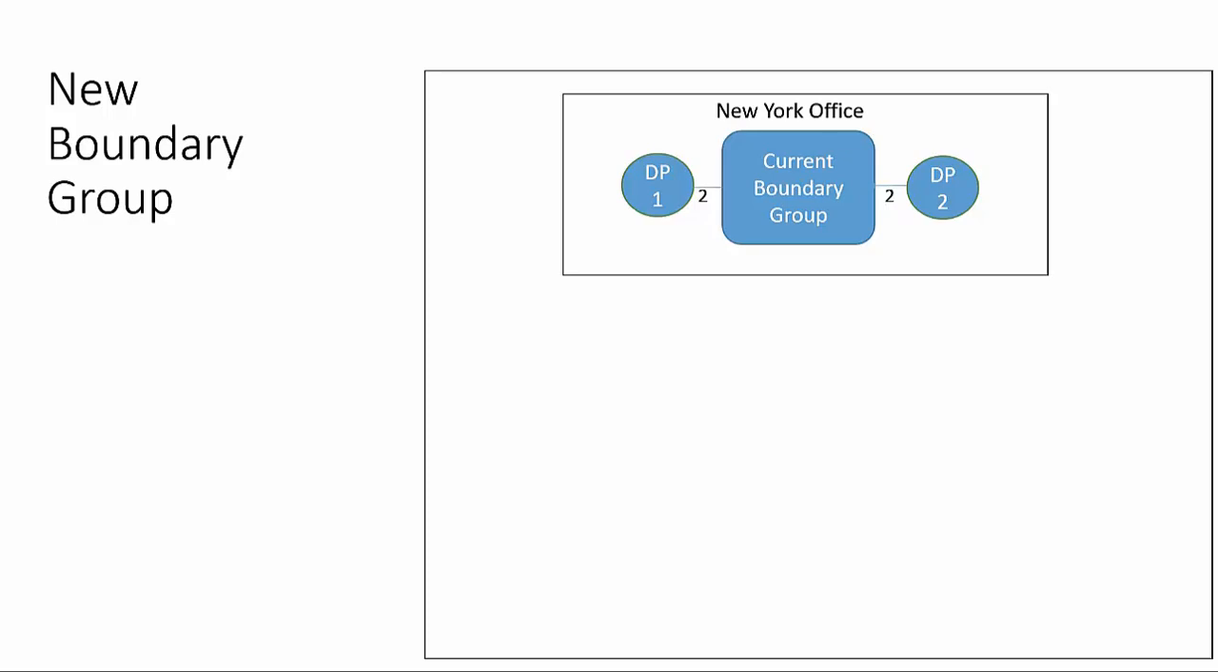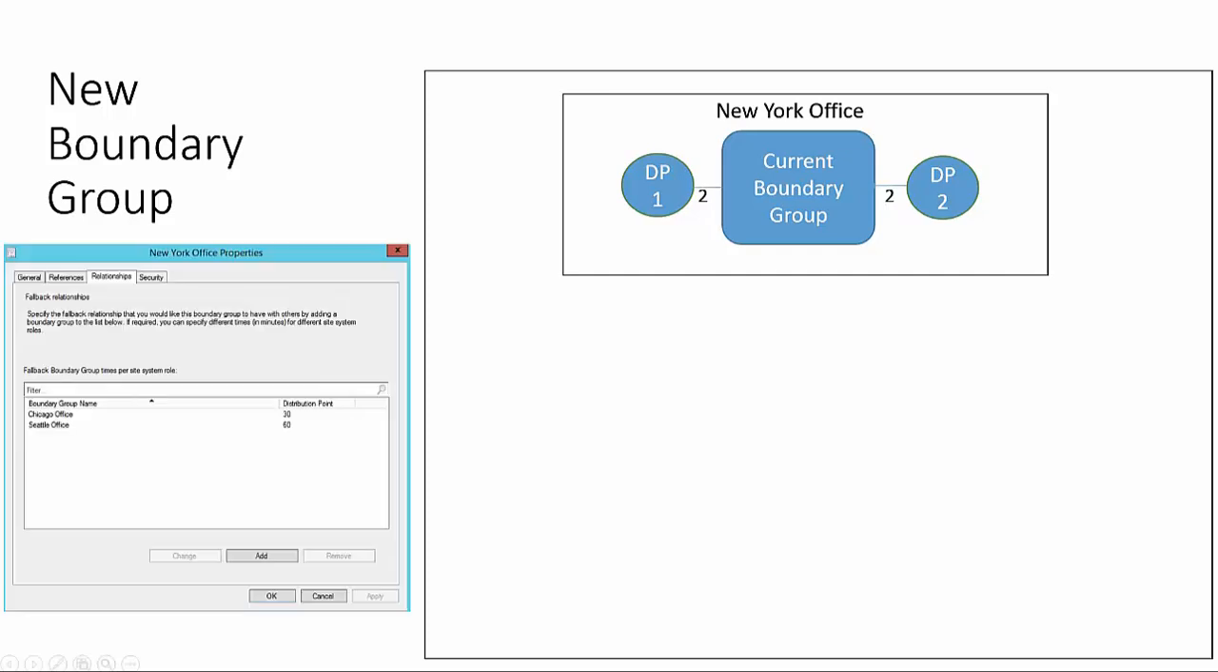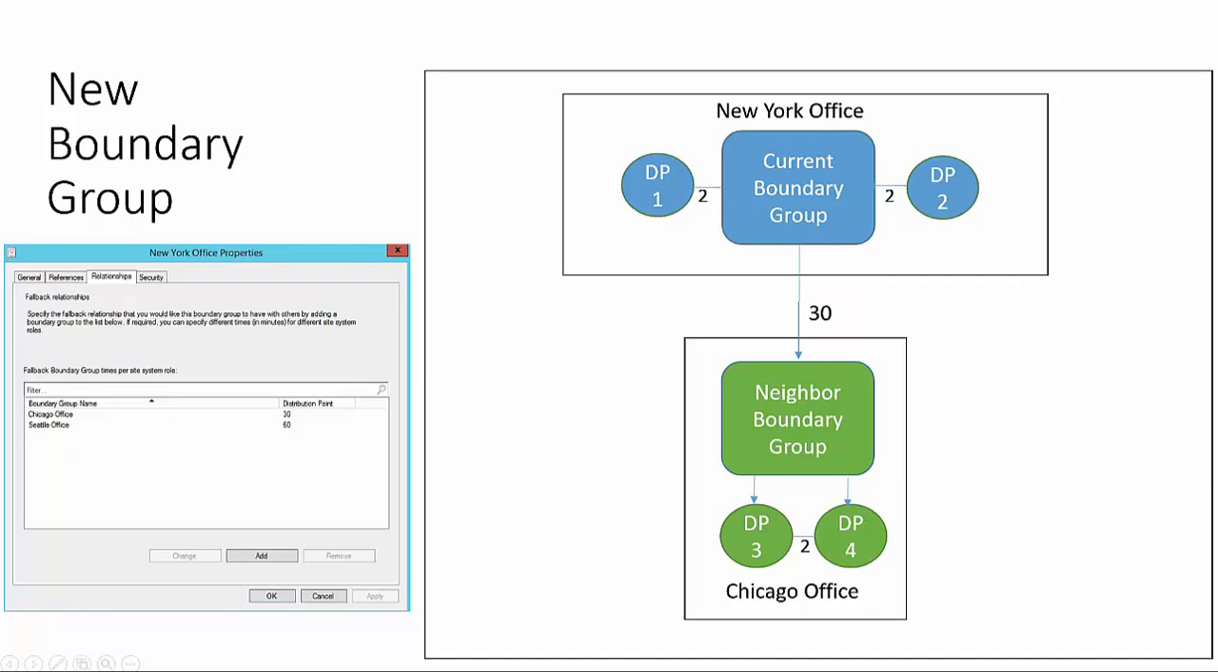So if the content isn't available on any of the distribution points in its current boundary group, now it will look into the relationship table where the fallback behavior is defined based on the timeout values. The closest neighbor based on the timeout value 30 minutes is the Chicago office. So the clients will wait for 30 minutes and then try to look for the content randomly either in DP3 or in 4. Once again, the switch between the two DPs is 2 minutes until it reaches the last distribution points in its neighborhood boundary group.